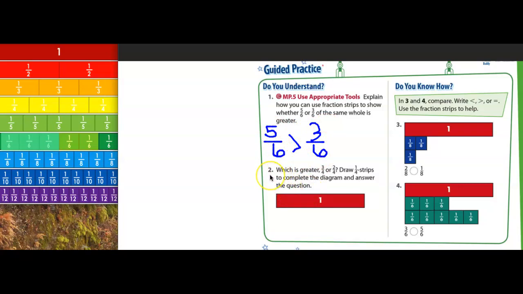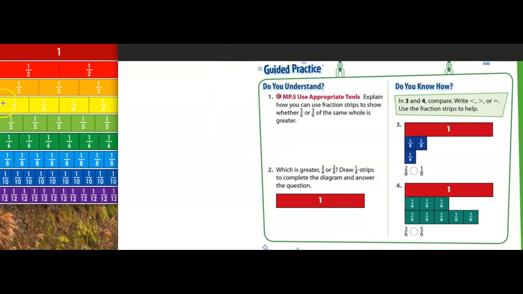And then number 2, which is greater, 3/4 or 2/4? So I'm going to erase. It says which is greater, 3/4 or 2/4? So I can already tell because they have the same denominator, so I know that there are 3 parts here, and they're all equal parts, and there are only 2 of those parts here. So I know that 3/4 is greater than 2/4.